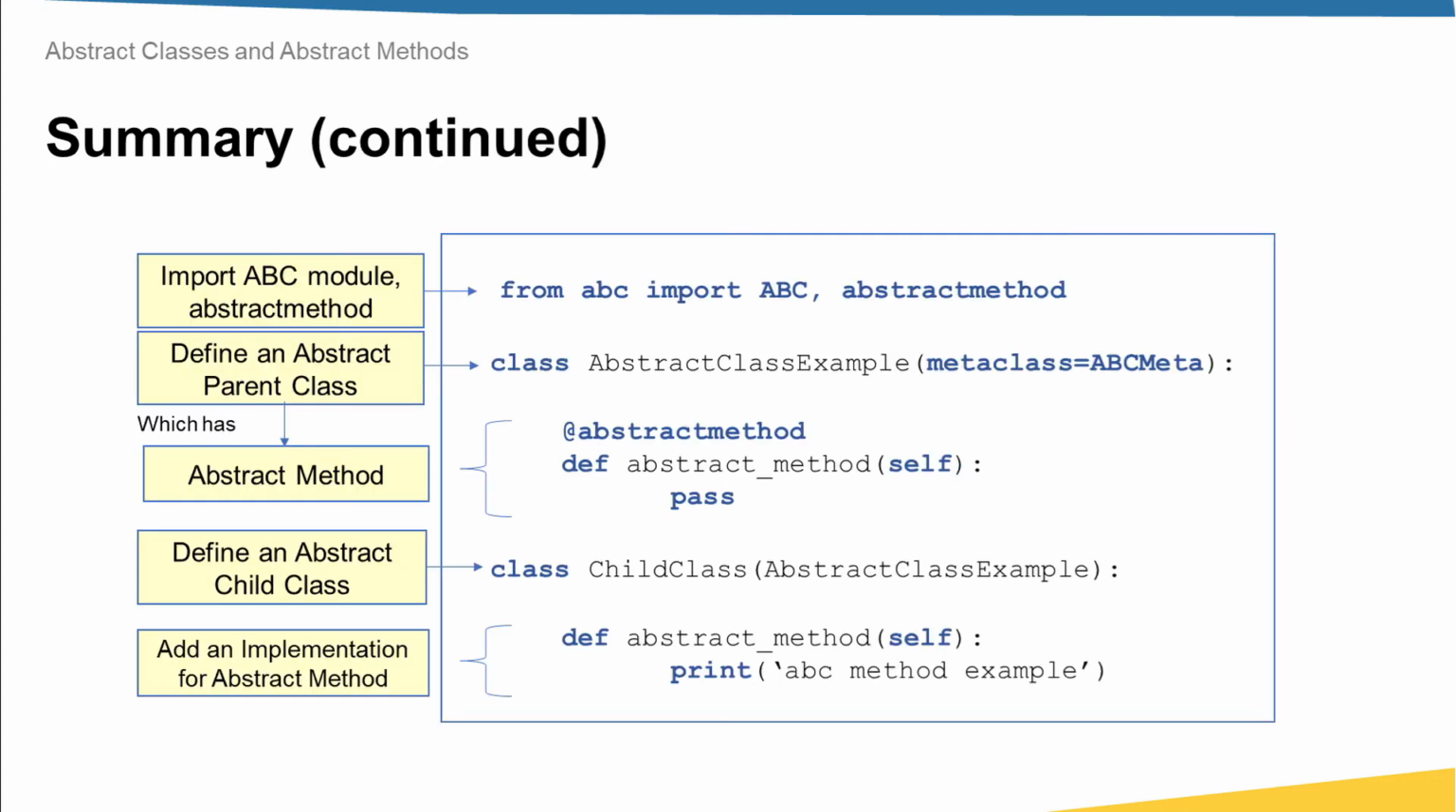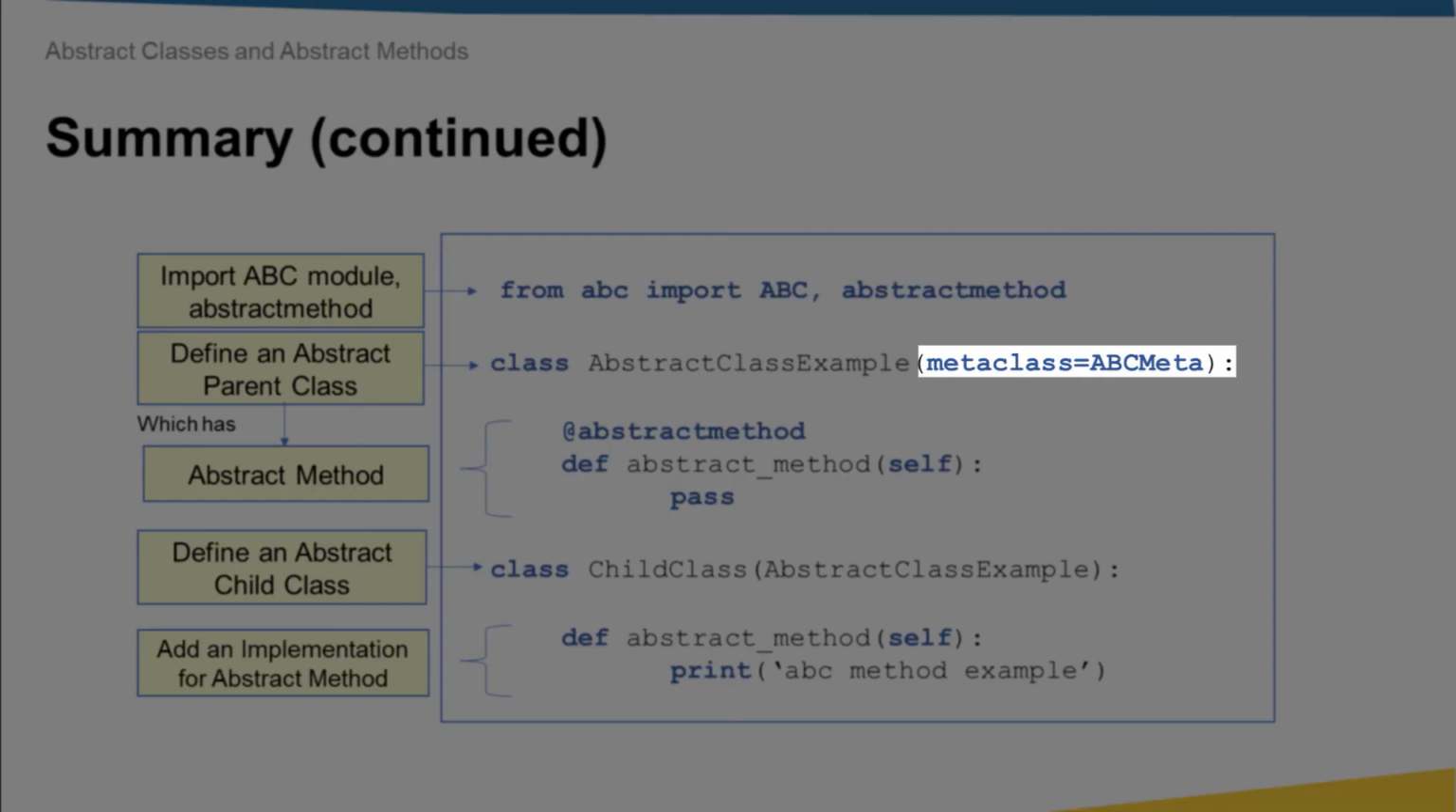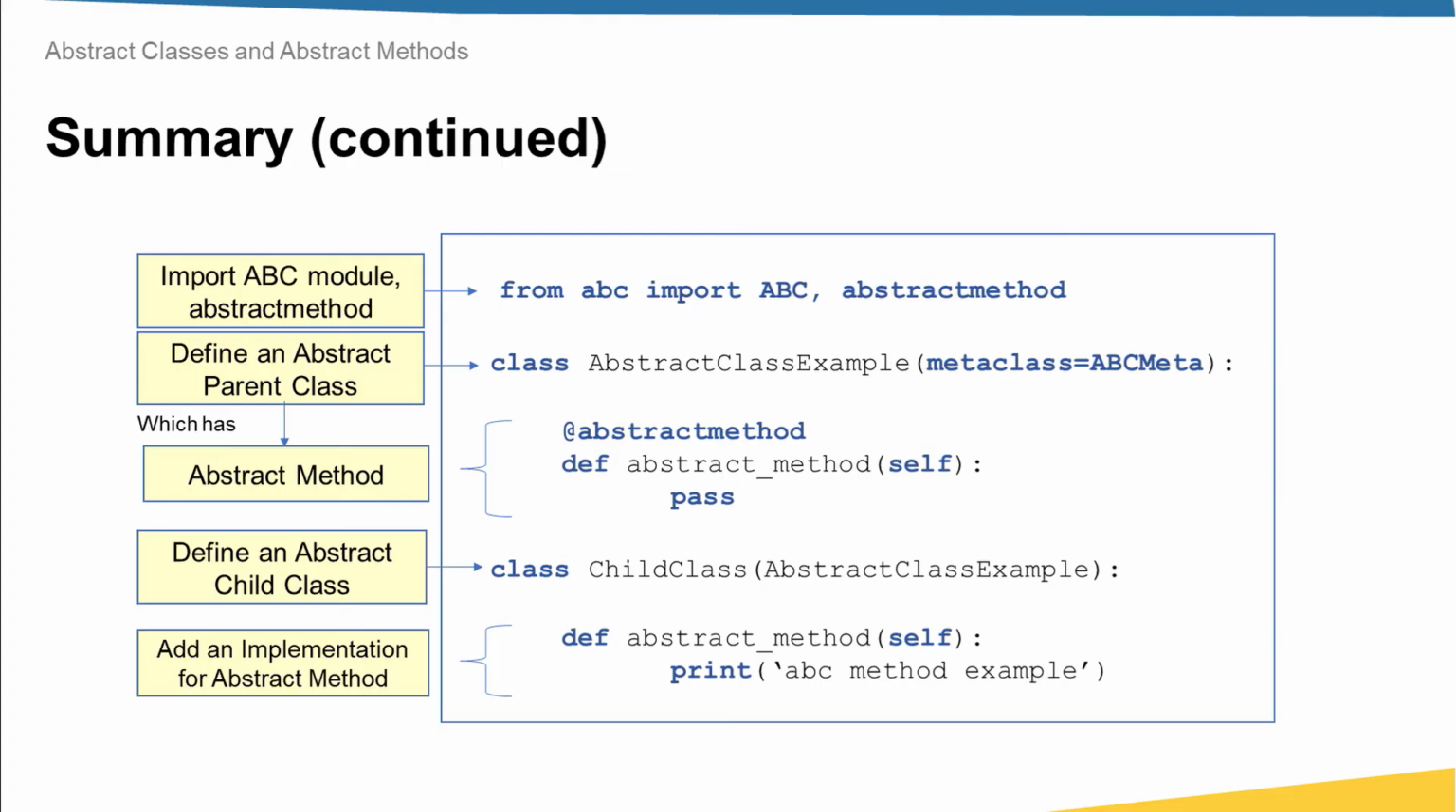In the end, we saw how we can implement an abstract class, and we saw that in order to do that, we have to pass the parameter metaclass equal to ABCMeta, and above the abstract method, I have to use the decorator @abstractmethod, and you have to note here that the abstract method has no implementation.